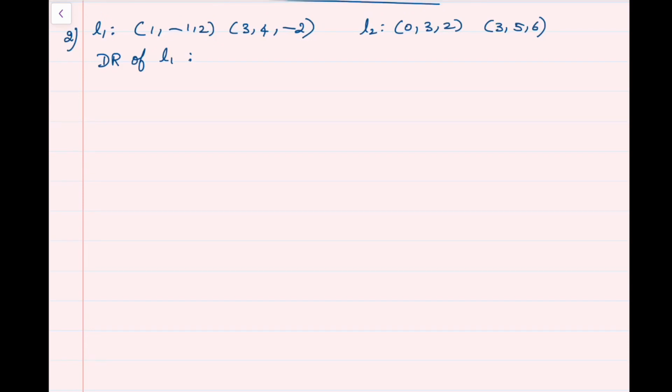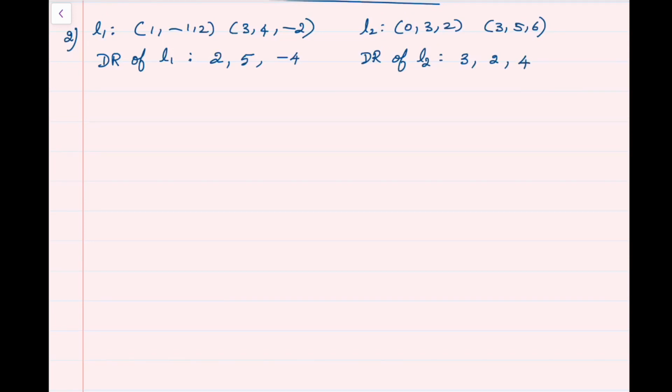3 minus 1 is 2. 4 minus of minus 1 is 5. Minus 2 is minus 4. Now, the DRs of the second line. Second point minus first point we are doing. 3 minus 0, 3. 5 minus 3 is 2. 6 minus 2 is 4.